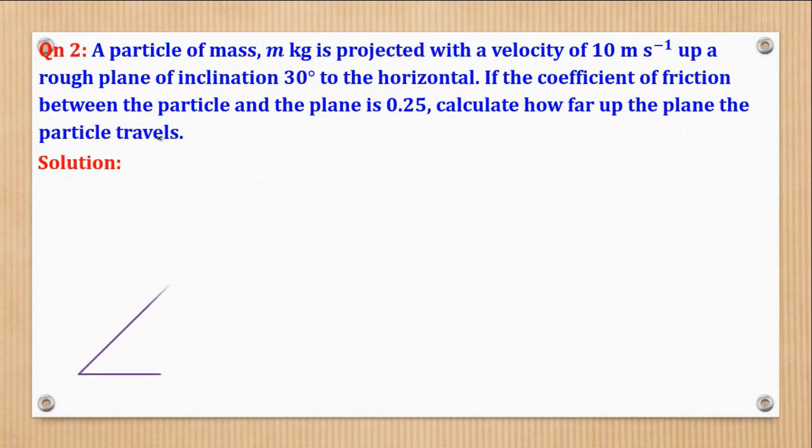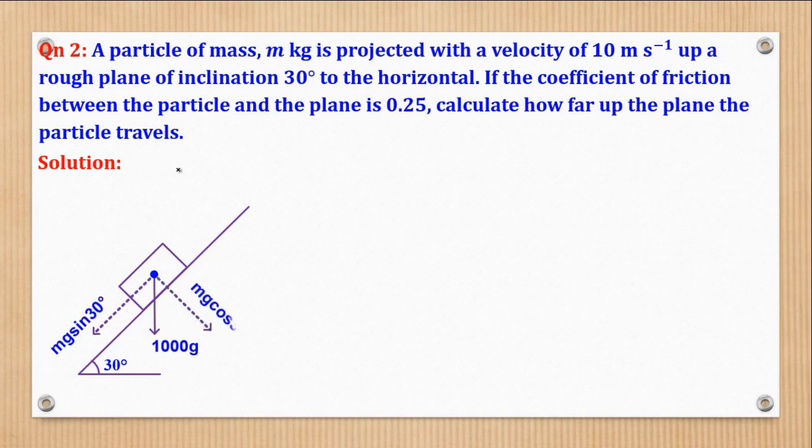So I need to make a sketch. I think I realized that there's no way we can run away from the sketch. Then show the weight, resolve parallel to the plane, perpendicular to the plane, normal reaction. The pulling force is zero because they didn't talk about any force which is pulling, but they just said it is moving up. So this is the direction of motion, and friction opposes motion.